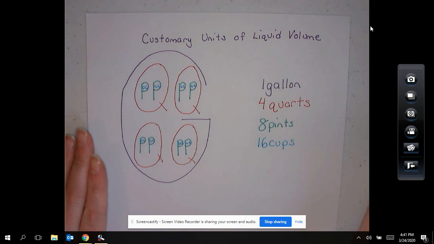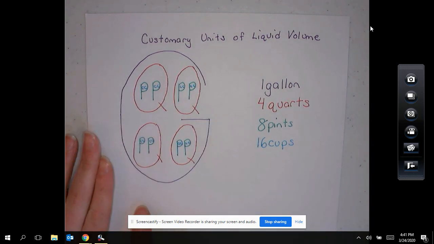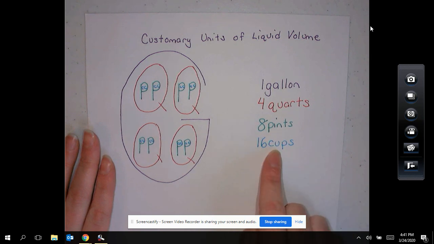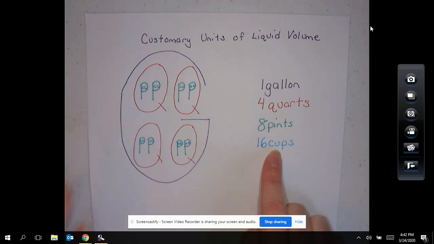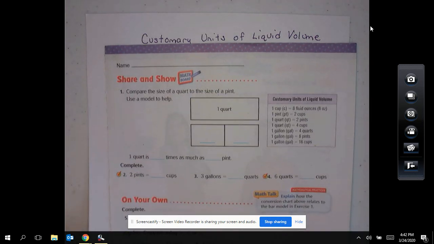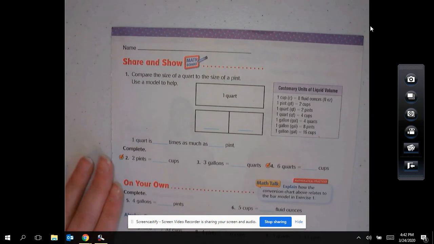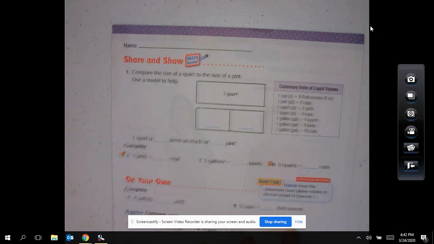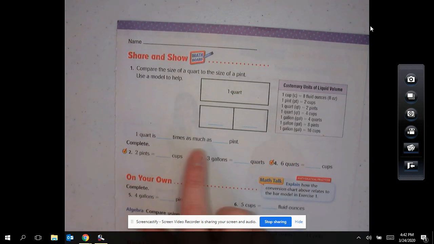Okay. So if we look at this picture, it gives us a good idea of what's inside a gallon. We have 4 quarts, 8 pints, 16 cups. So if we then move to our next page in our workbook, we can look at our examples at the top. And it says to compare: a quart is blank times as much as a pint.